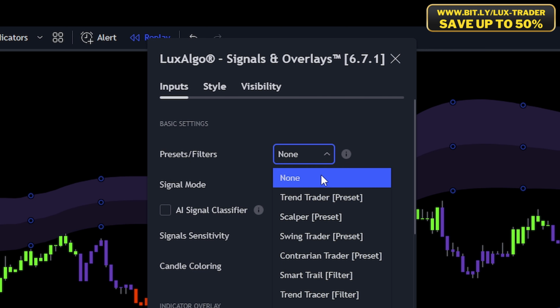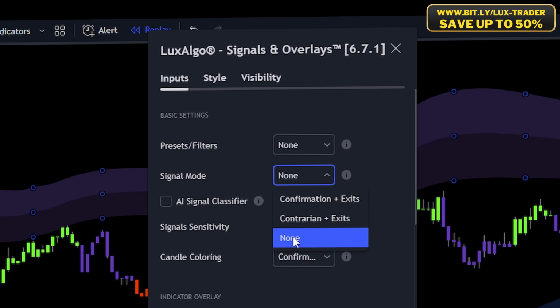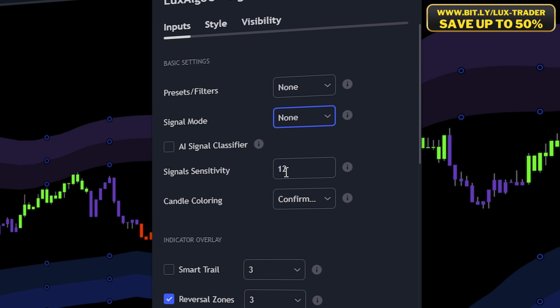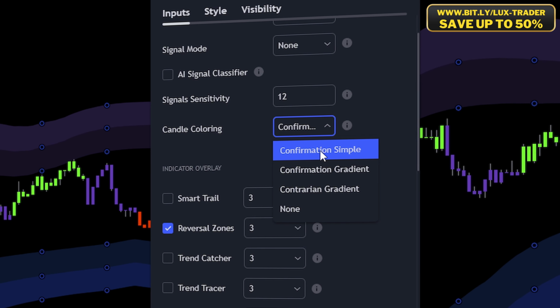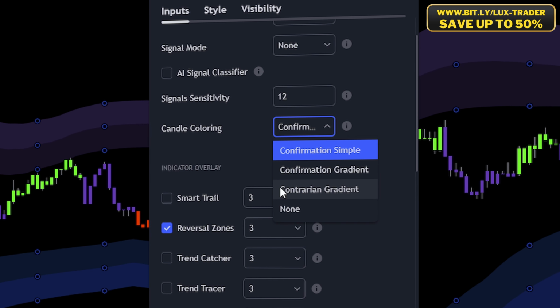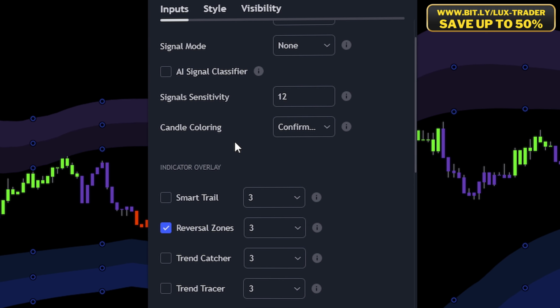First, for the presets and filters, we want to use none. For the signal mode, you want to use none as well. You can leave the signal sensitivity by default and either use the candle coloring set to confirmation and exits or none. It doesn't matter for today's strategy.